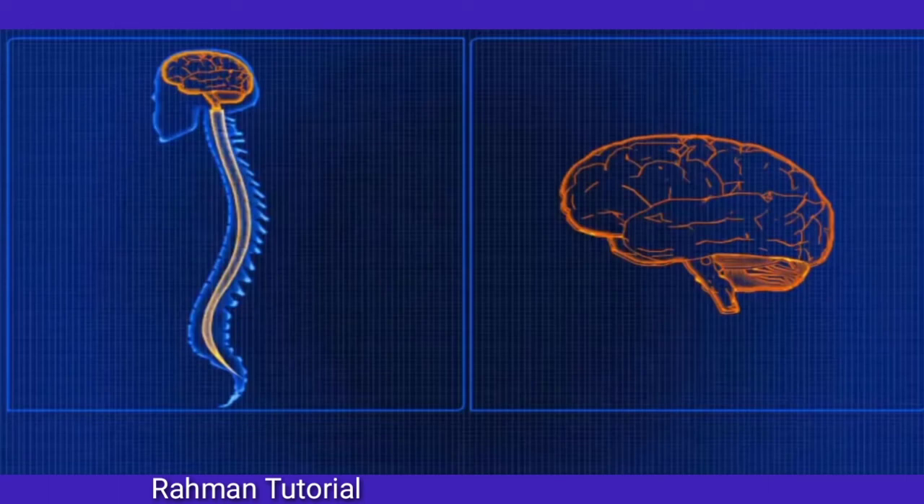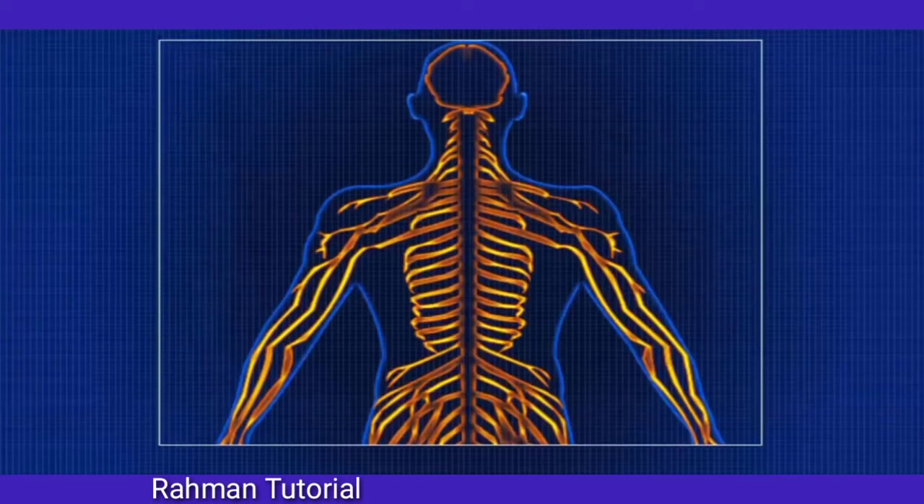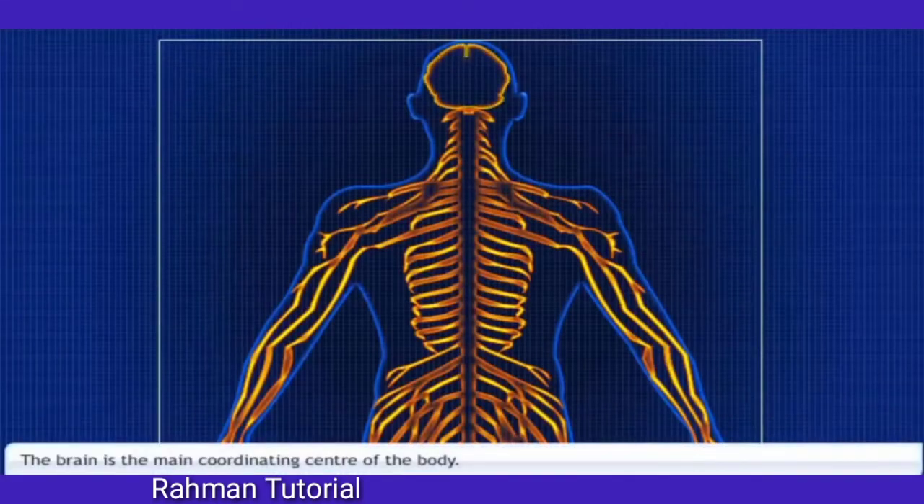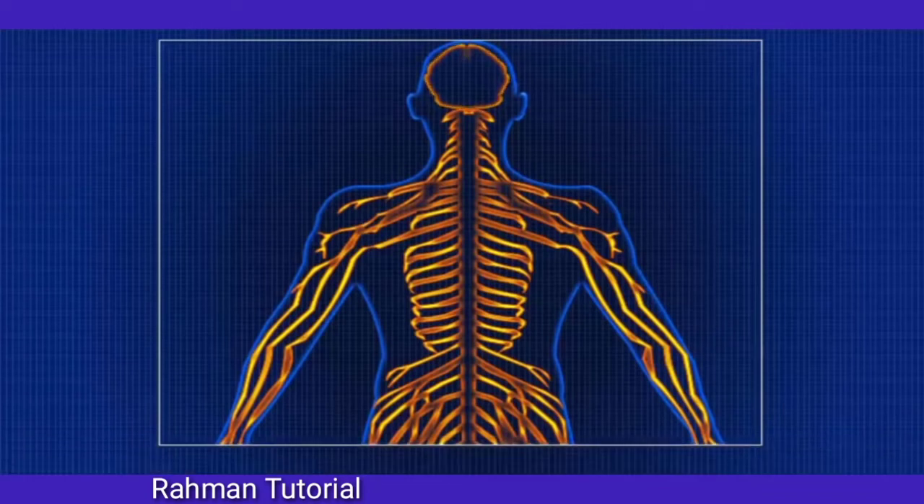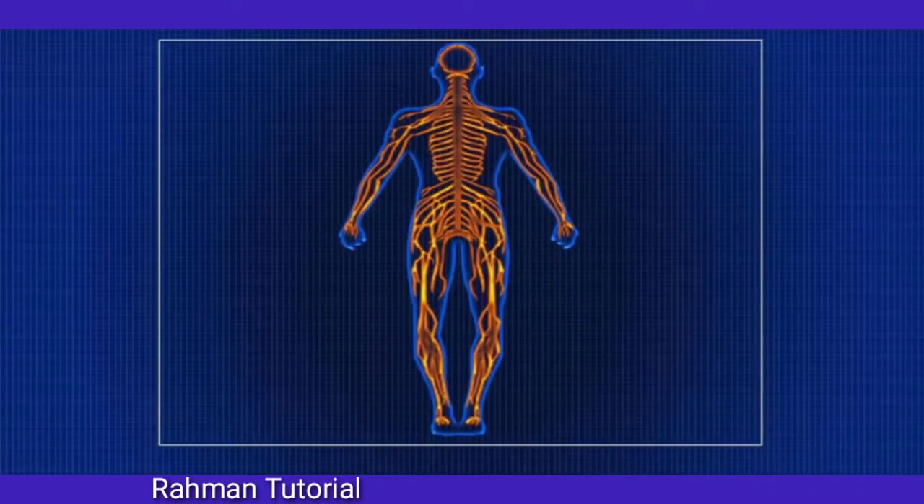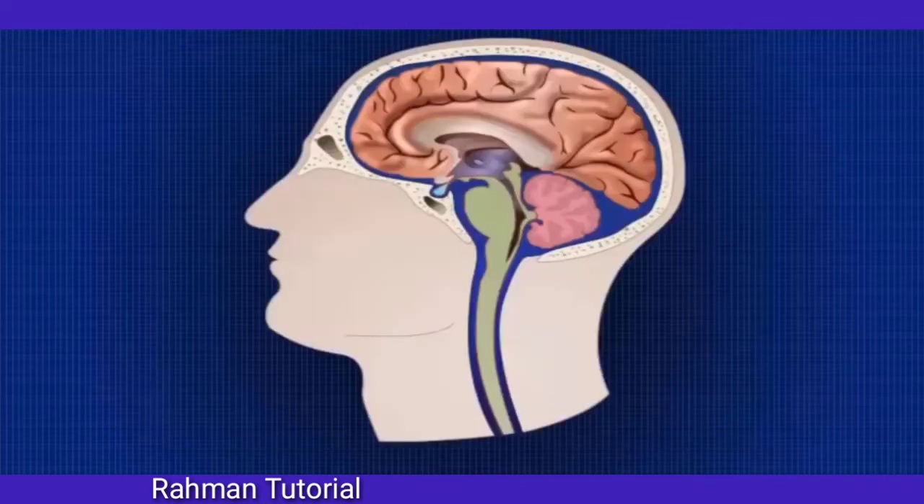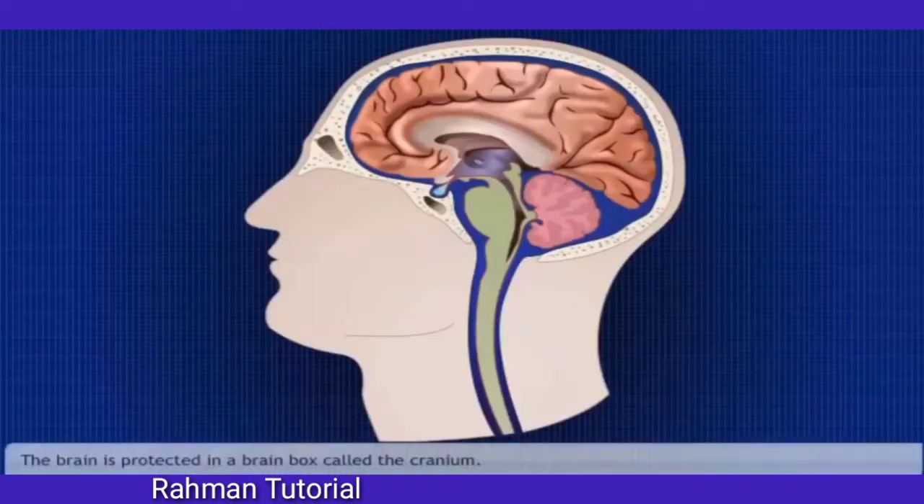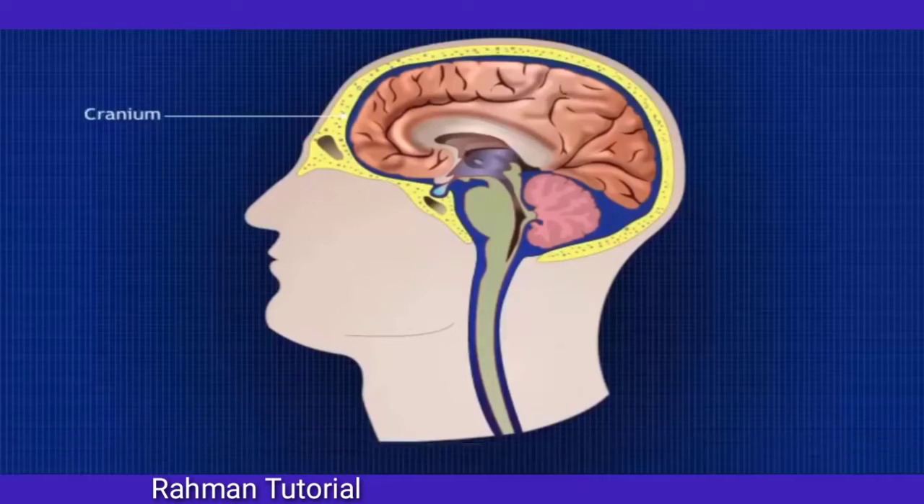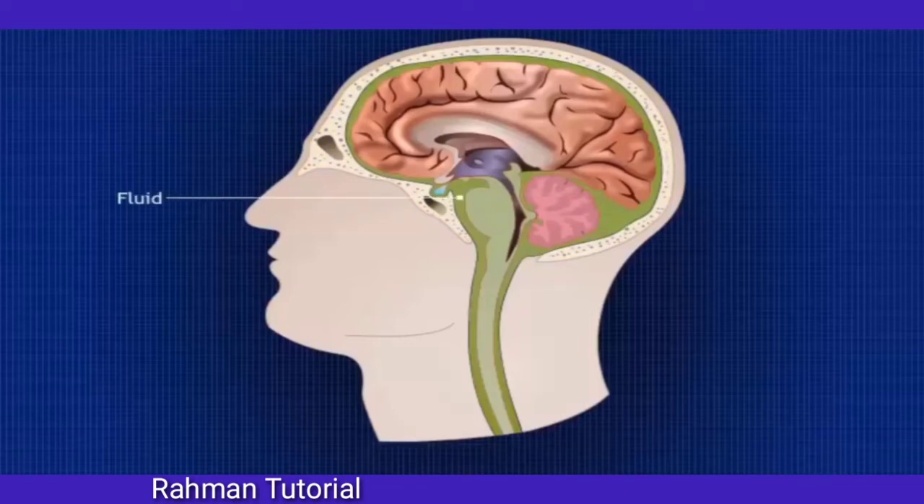Let's discuss the brain in detail. The brain is the main coordinating center of the body. It is a relatively small organ and constitutes about 2% of the total body weight. The human brain is a delicate organ and is protected in a brain box called the cranium. Inside the cranium, the brain is contained in a fluid-filled space which provides further shock absorption.